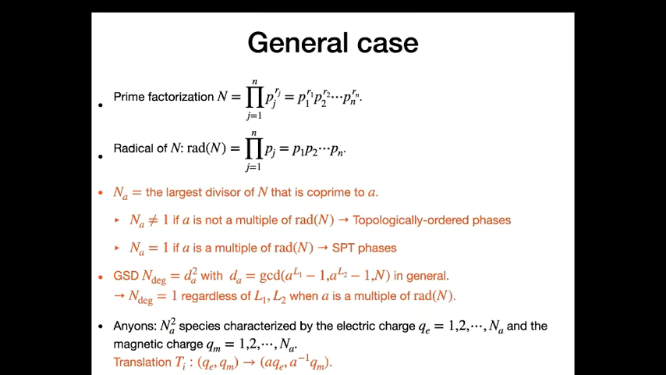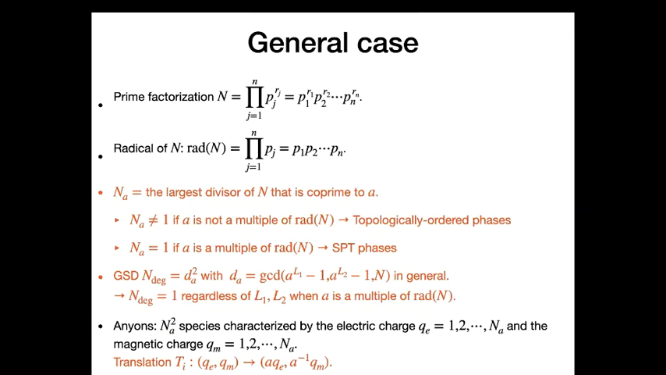Is that squared? The number of anyons is Na squared? Yes, like the electric particle and the magnetic particle. So I have Na squared species of anyons.